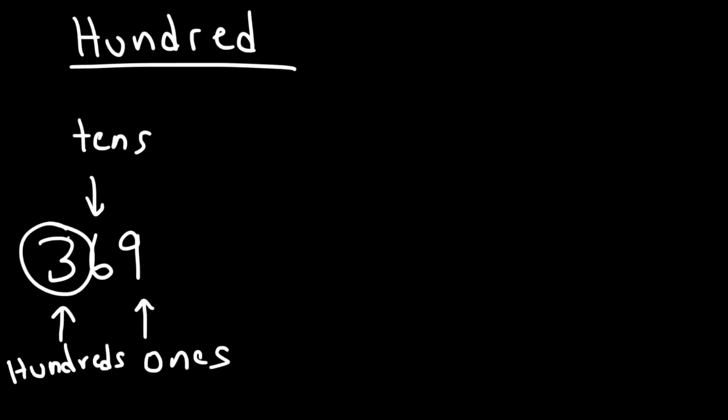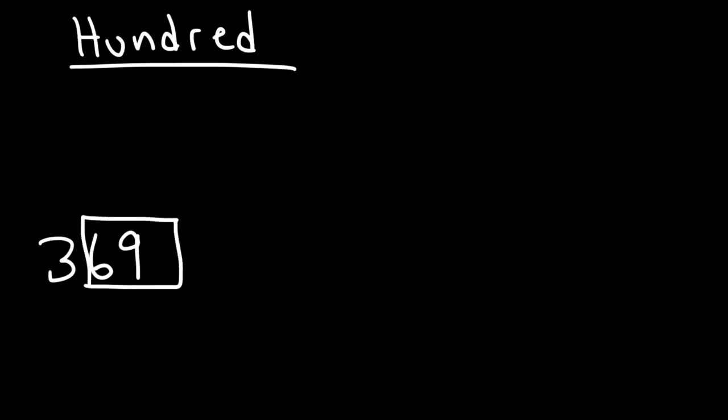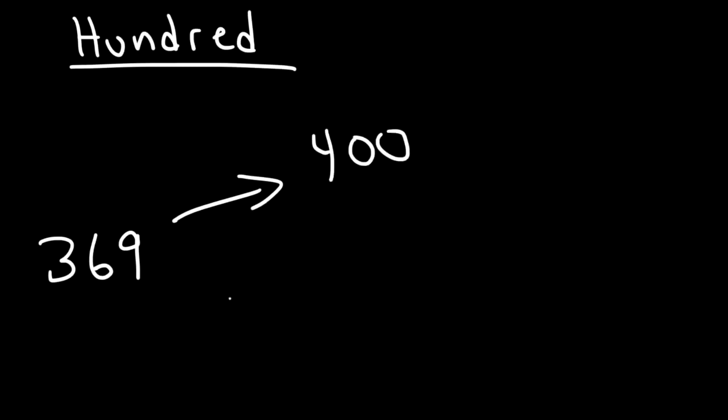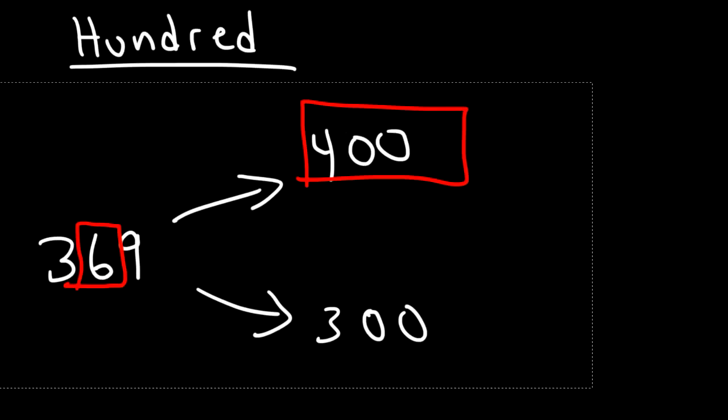So we need to either keep it a 3 or we need to round up to a 4. And everything after that will be a 0. So these two numbers, we're going to convert them into zeros. So either we round it up to 400 or we round it down to 300 if we're going to round it to the nearest 100. So looking at the next number is a 6. So that's 5 or more, which means we're going to round up to 400. Let's try another example.